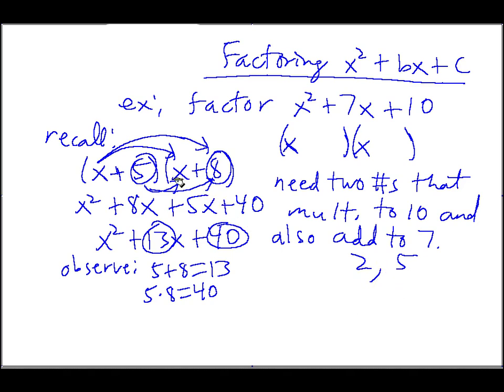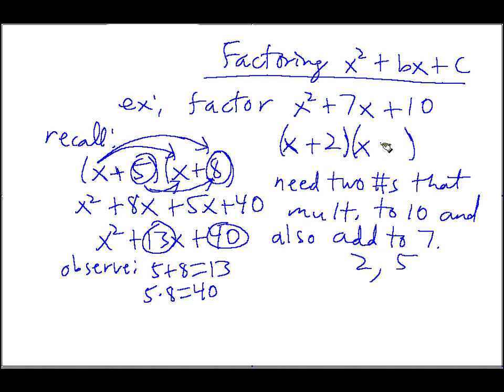Okay? But the sign has to be correct. In this case, they're both positive here. But that can change in a little bit when I change the example problem on you. All right? Okay, so therefore my two numbers are 2 and 5. So that's it. So the answer is going to be what?